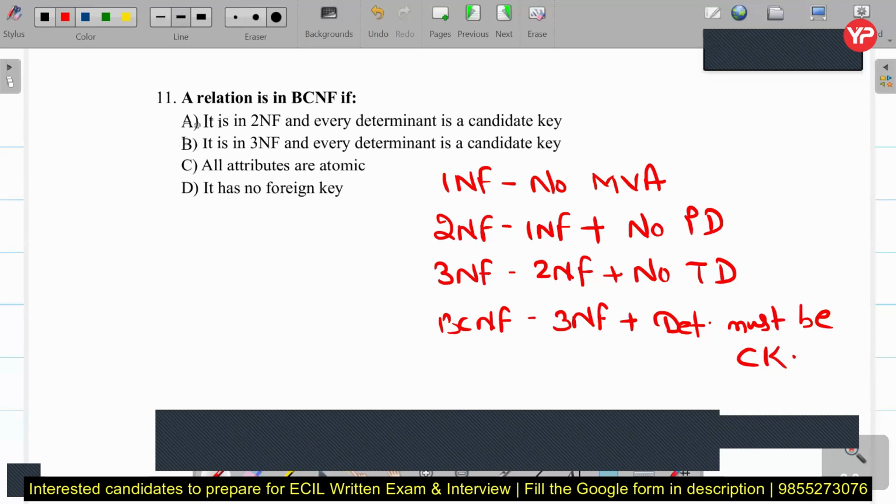So it is in 2NF and every determinant. No, it has to be in 3NF. All attributes are atomic, that is done in 1NF. It has no foreign key. There is no such concept of foreign key. Fine. So the correct answer is B.